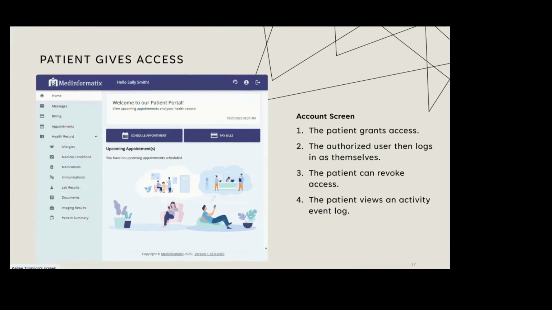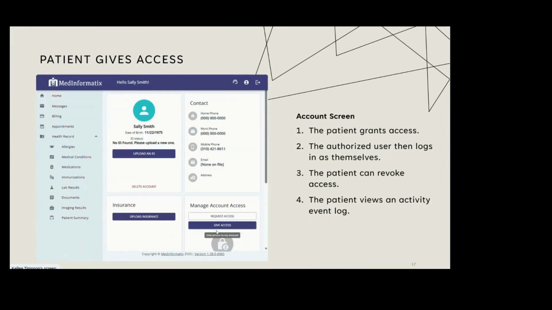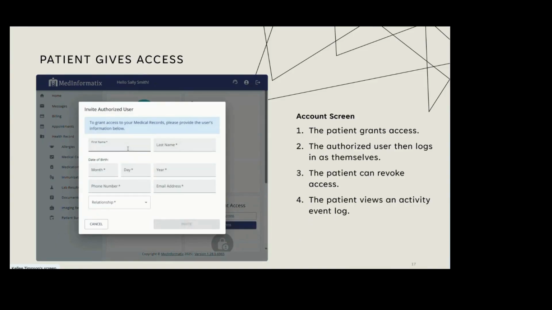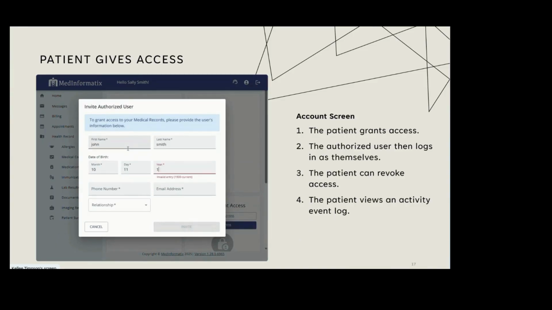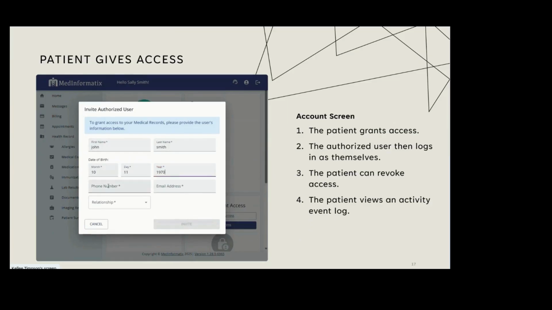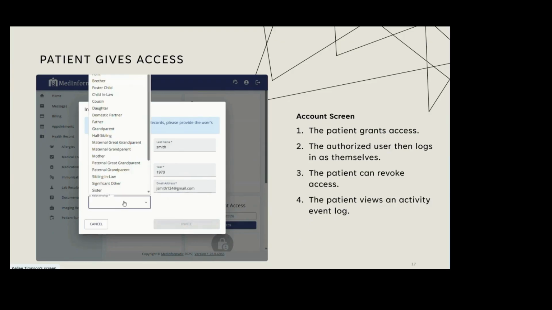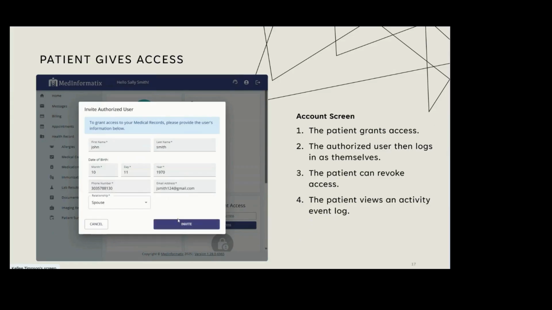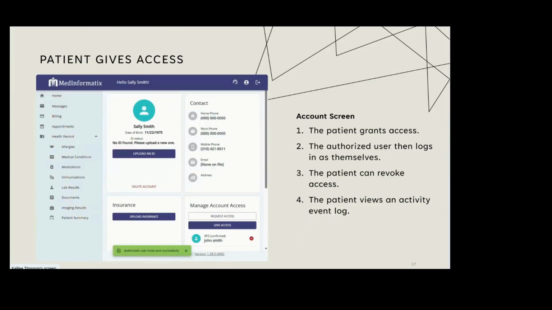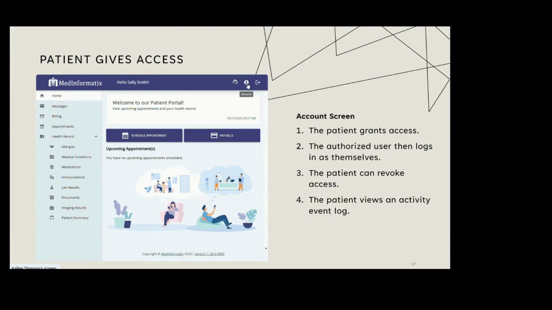Okay, so we're going to start with granting access. On the account screen, the patient is able to invite anyone in their family whom they'd like to authorize. It can be their adult children, their parents as a 20-year-old, their spouse. What's required? We've got the authorized user's name, date of birth, and phone number, because the phone number is used for the multi-factor authentication. We're also capturing the email address. We're currently not doing email MFA, but we will in the future.